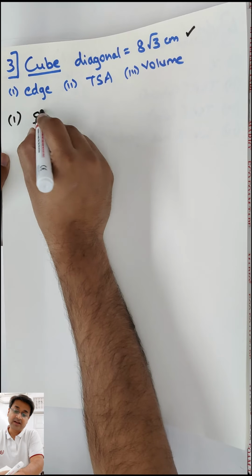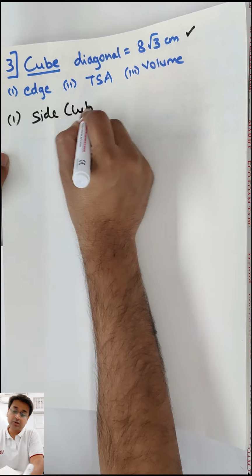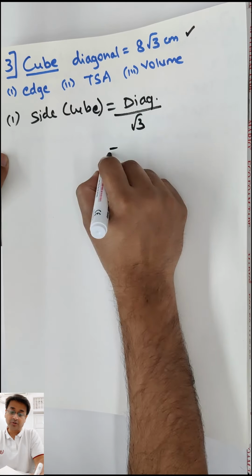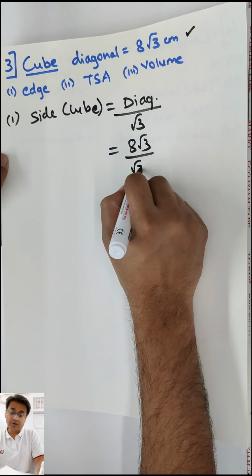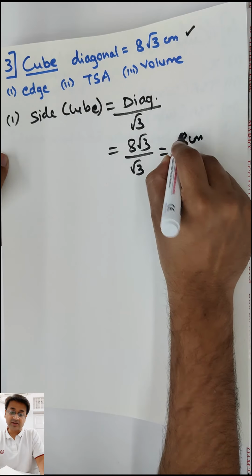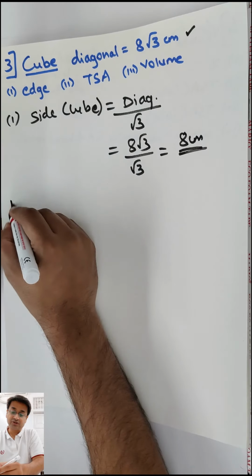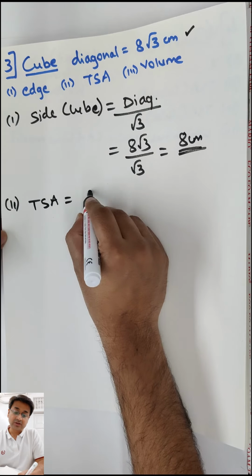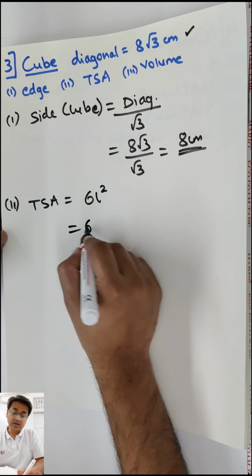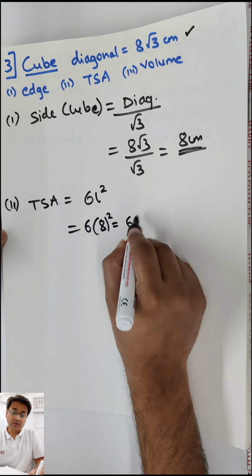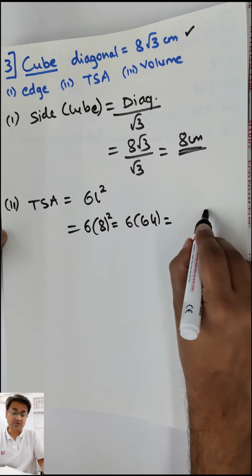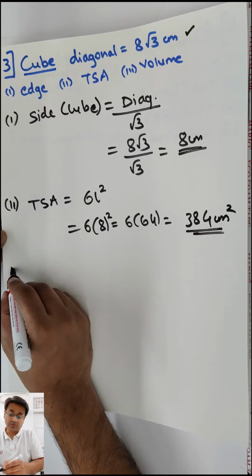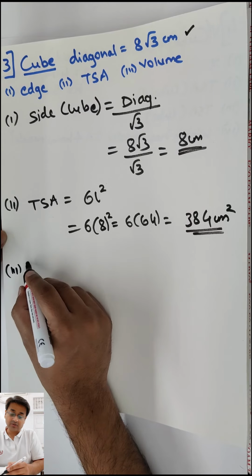So for the first one, directly say side of the cube is equal to diagonal upon root 3. So 8 root 3 upon root 3. So that gives us 8 centimeters. So we got the edge. Now the next one, total surface area for the cube. So total surface area is 6L square. So 6 into 8 square. So 6 into 64, 6 4s are 24, 36. So 384 centimeter square.